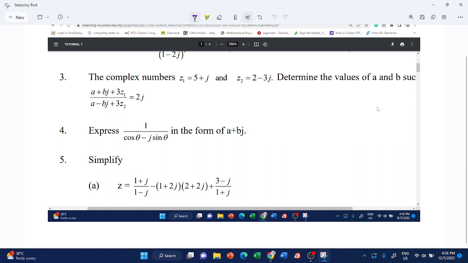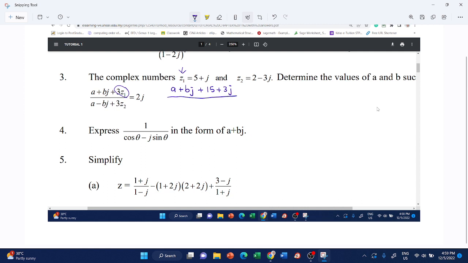So we look at the upper part first. The one that contains A and B will remain as A and B because they are unknown. But then we can do here. We can write it down as here. 3z1 means this z1 will be multiplied by 3. So you can expand it first. We have 15 plus 3j after multiplying by 3.